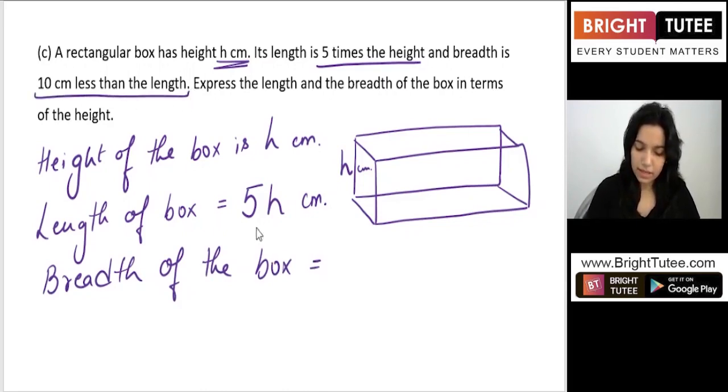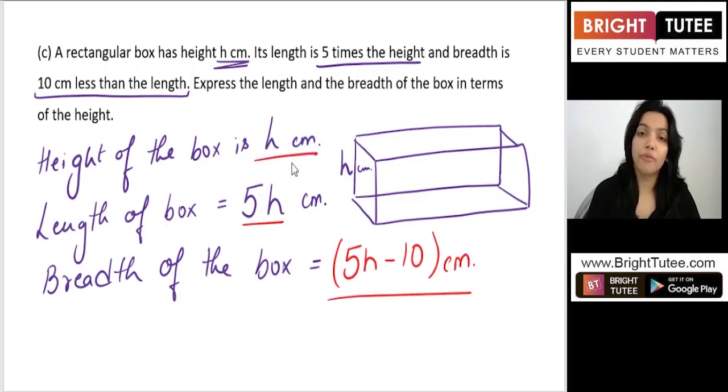What is length? Length is 5h, right? So 5h, take away 10, and this is again in centimeters. So I hope this is clear how we have written down the length and breadth with respect to the height, right?